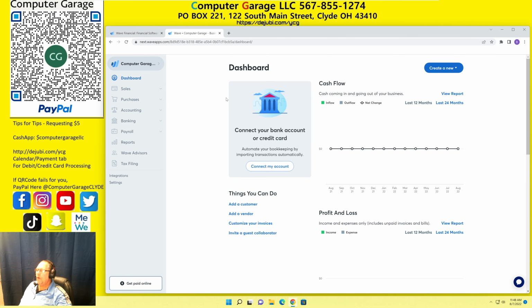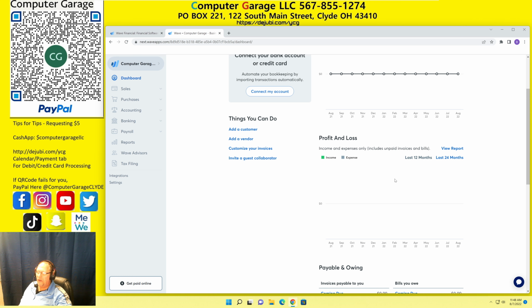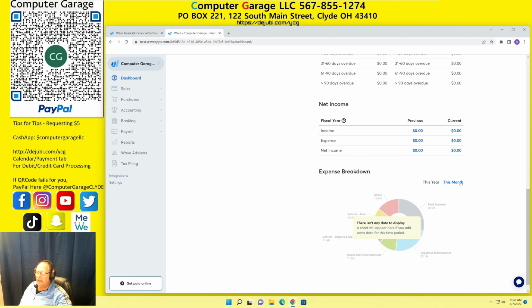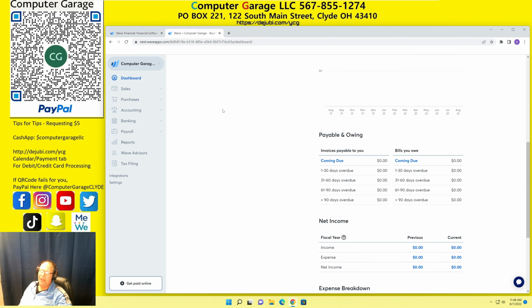But when you get to Waves and you get signed in, you get a dashboard that tells you your cash flow, your profit and losses for the month, who owes you and what you owe. And then you get into your monthly income and expenses and so on and so forth. This is just your dashboard.